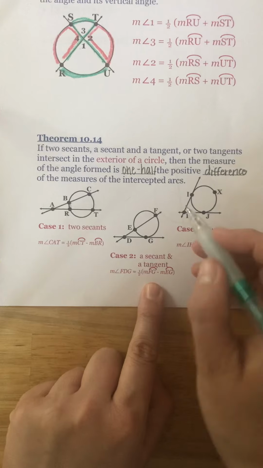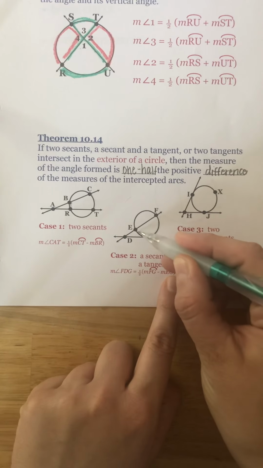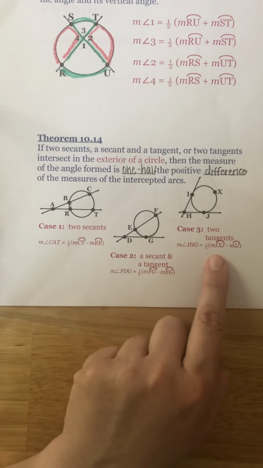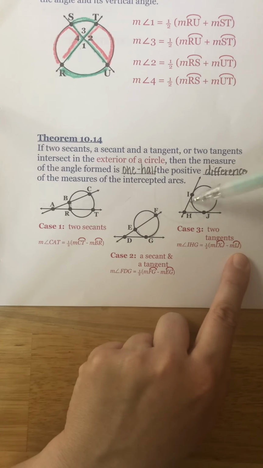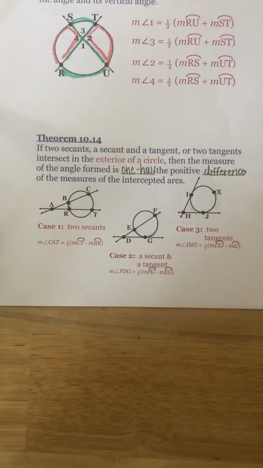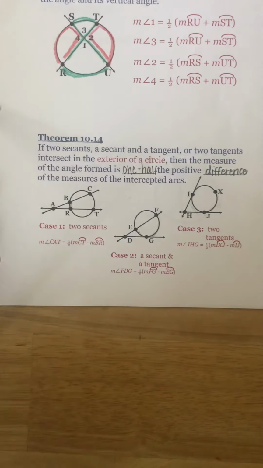Same thing's gonna happen over here. FG is the bigger arc, EG is the smaller arc. Same thing's happening over here. IXJ is the big arc, IJ is the small arc. So every single time, if the vertex is on the outside of the circle, you're gonna do 1/2 times big arc minus small arc.